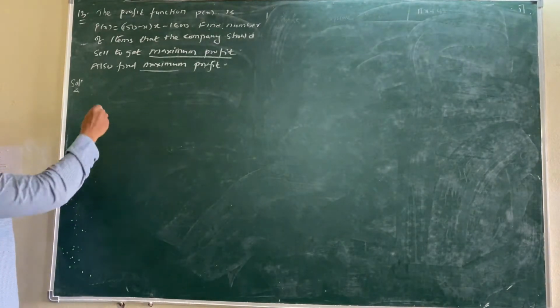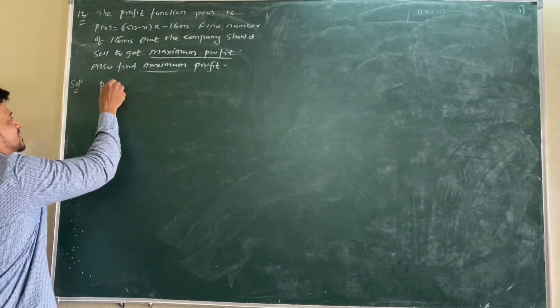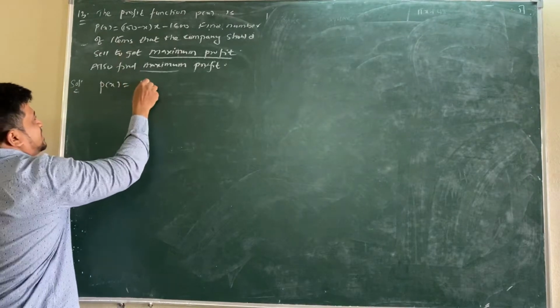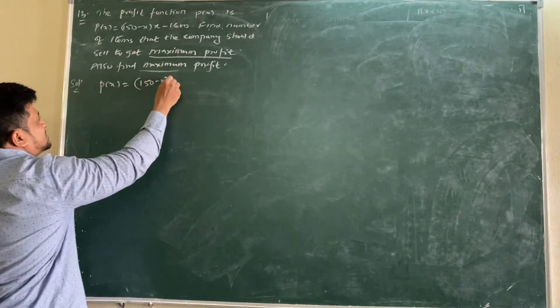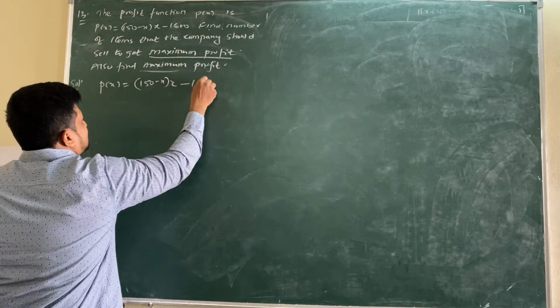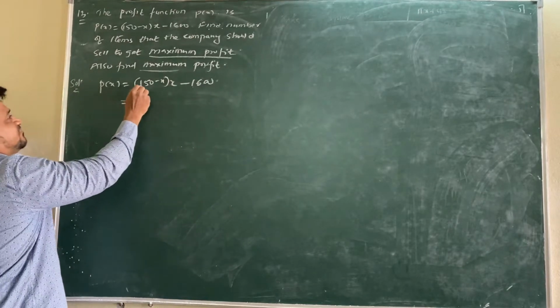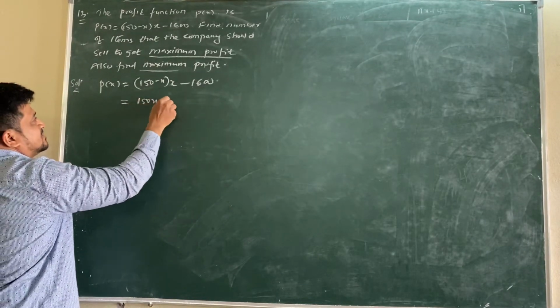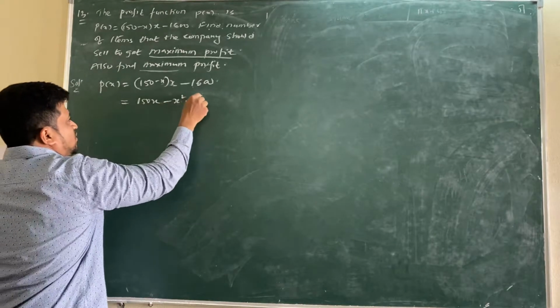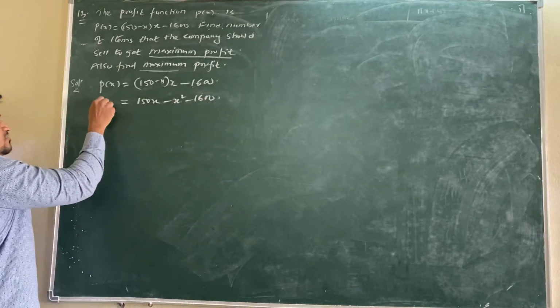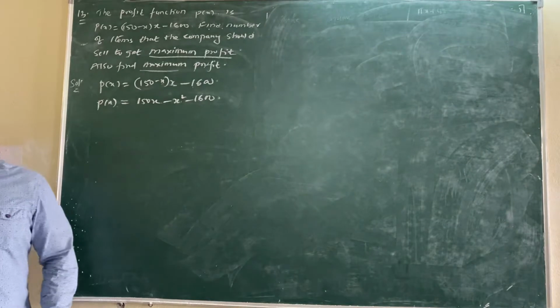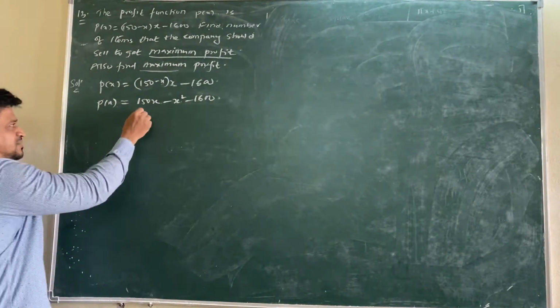So they have given P of x, suppose this is f of x. 150 minus x into x, that is 150 into x minus x square. Once we have f of x, what we used to do? Differentiating both sides.